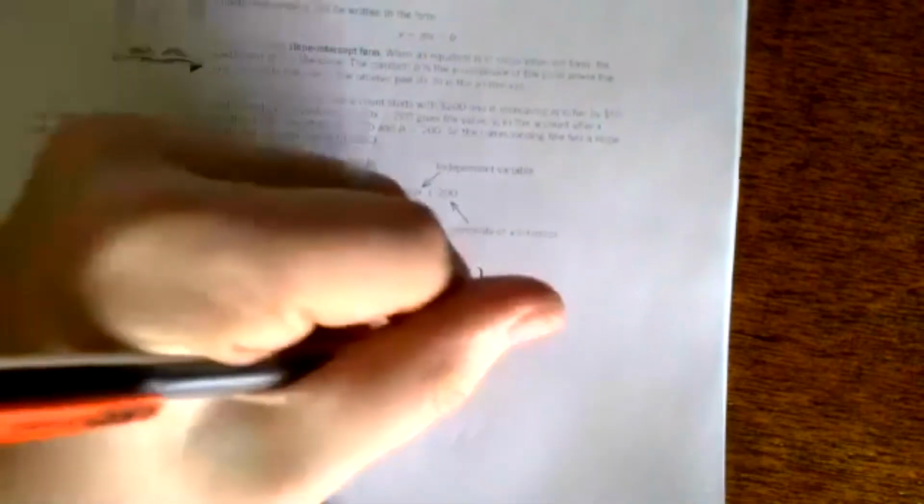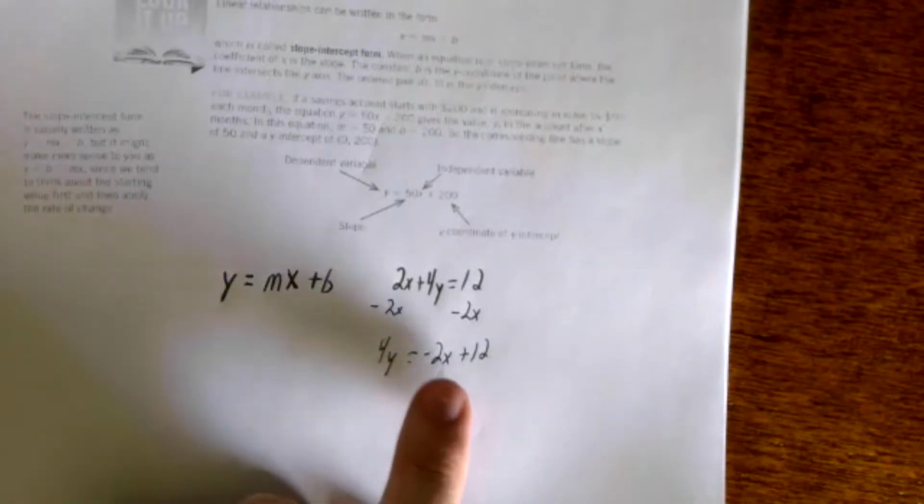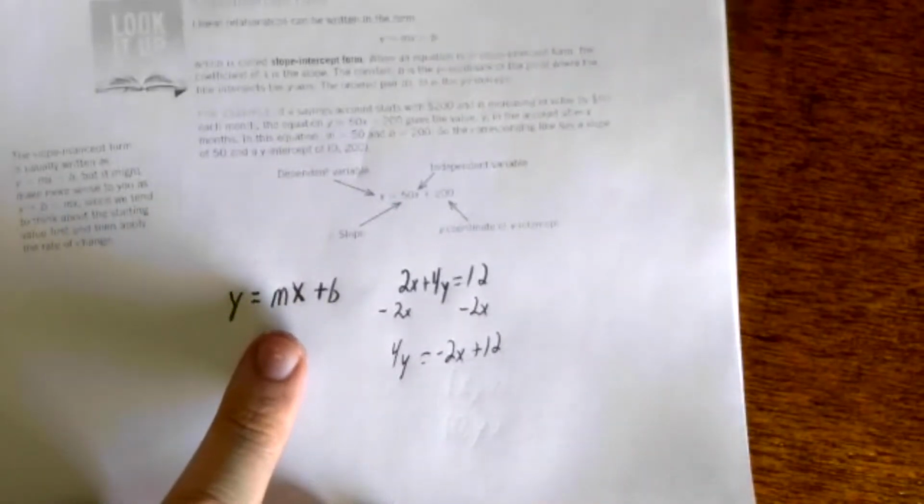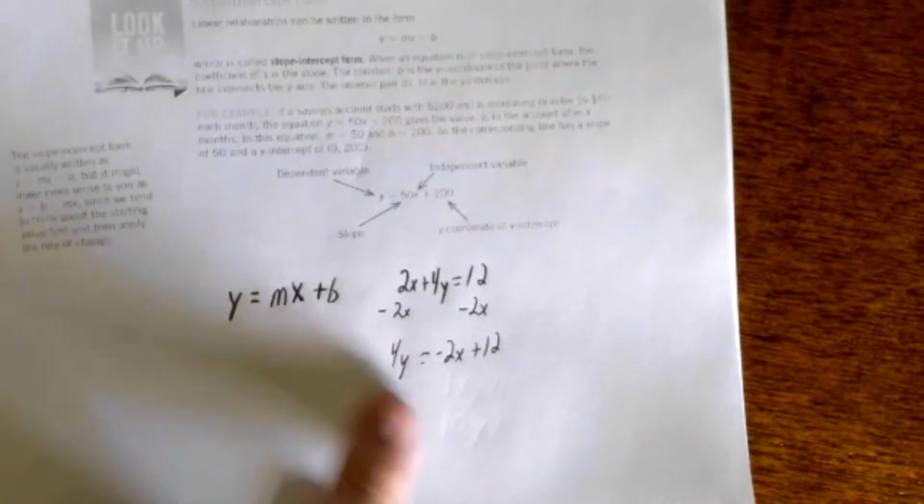Well, I can start by subtracting 2x on both sides, right? If I subtract 2x on both sides, then I just have 4y on the left, and on the right I have negative 2x plus 12. And I'm writing it specifically like that instead of the other side because we kind of want to get it into this form right here. Right? So now we're really close to these two forms.